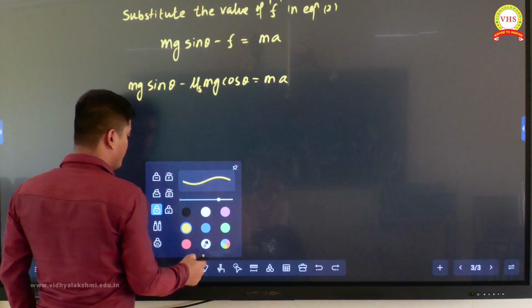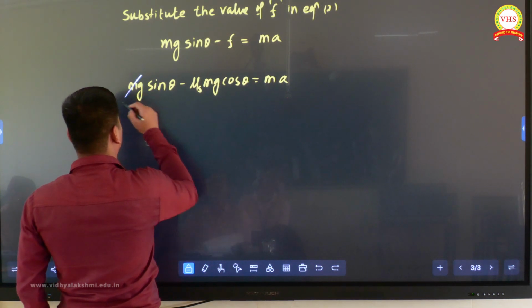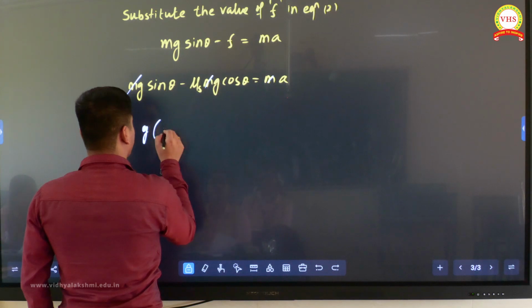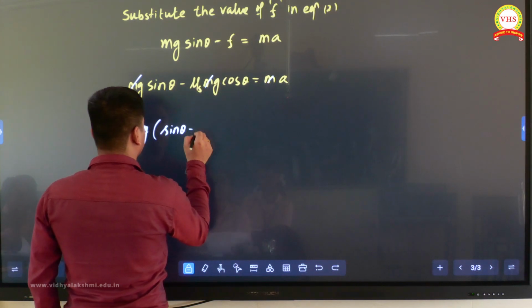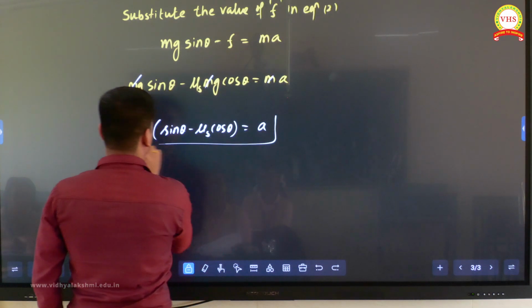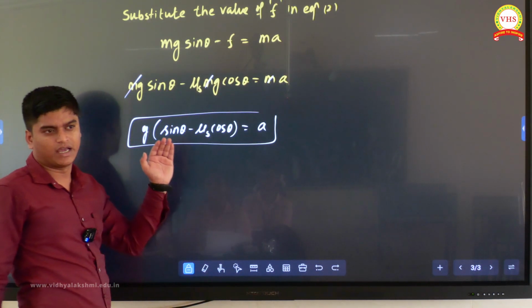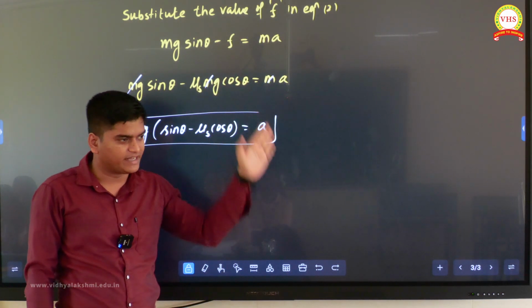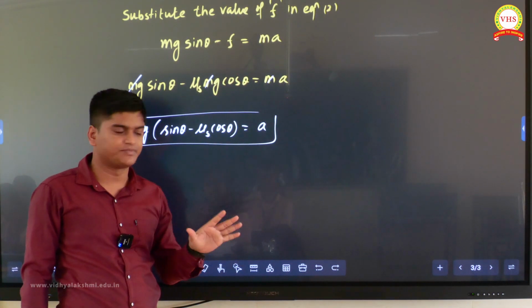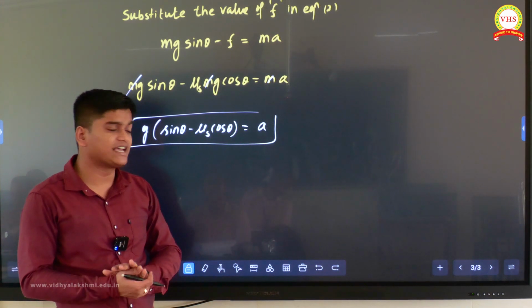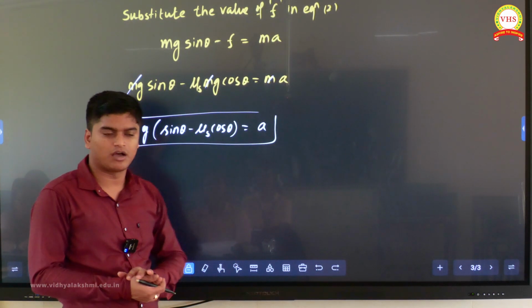Now check here, m is common everywhere, so I can cancel it. Now what can I get? g I can take common. I get g times sin theta minus mu s cos theta, and this is the acceleration. So when an object on an inclined plane is sliding and friction is present, then what is the acceleration? It is g sin theta minus mu s cos theta.